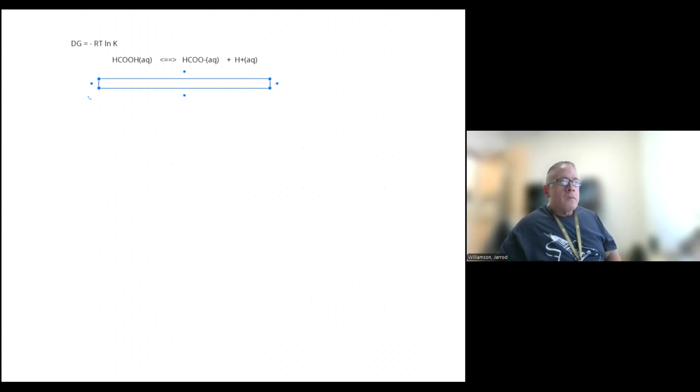this equation. That's like my equilibrium symbol there. H3O plus, where H3O plus is H2O, liquid, with an H plus on top of it.